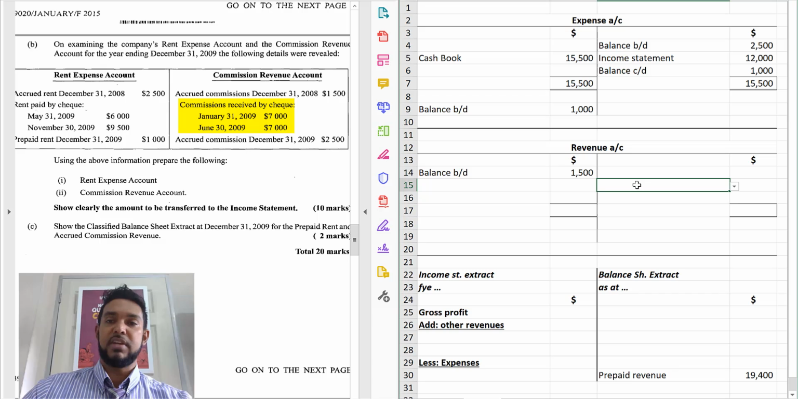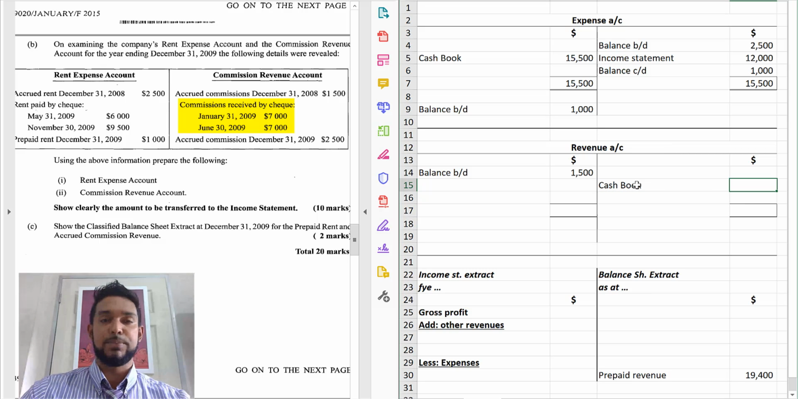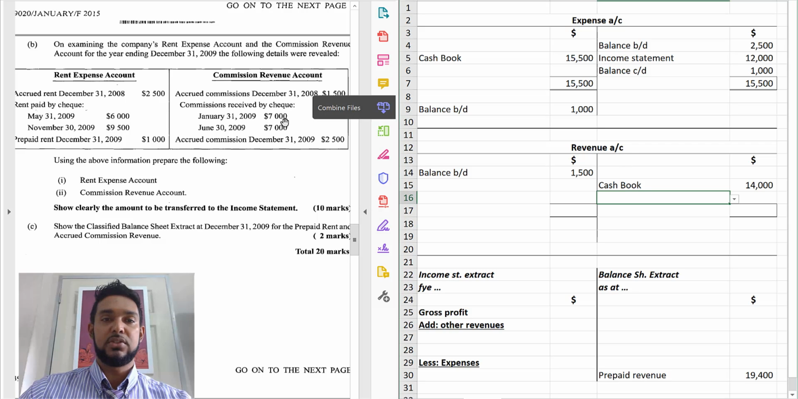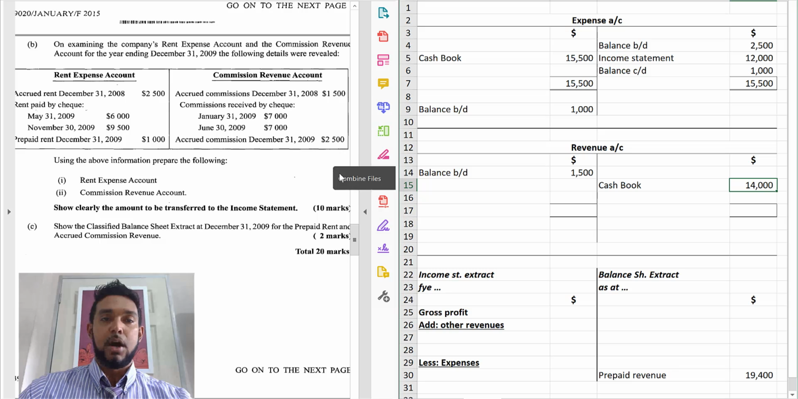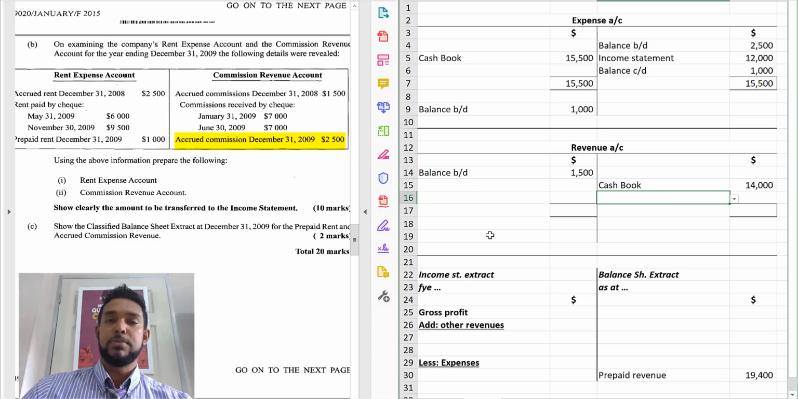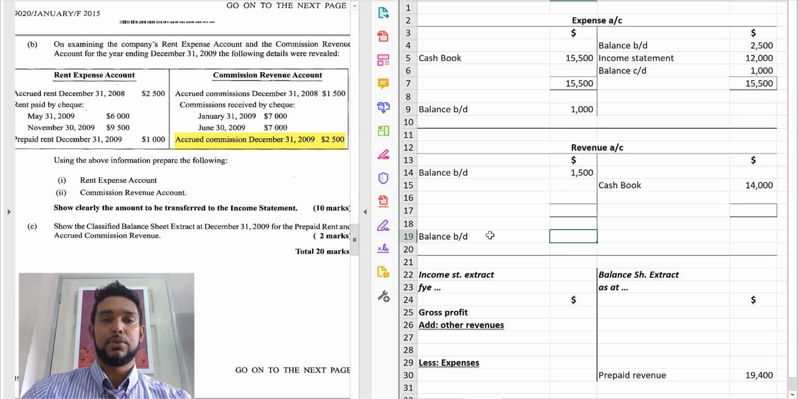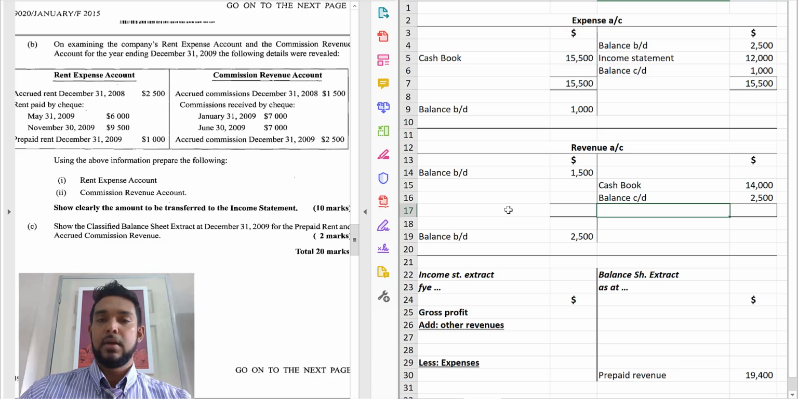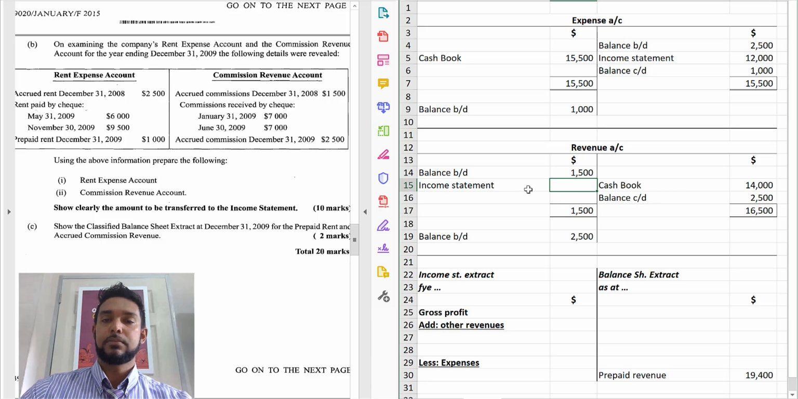Okay, so once we have any receipts, they go on the debit side of the cash book and the credit side of the other account, which in this case is revenue. We had 2 amounts of 7,000. 7,000 by 2 is 14,000. Accrued commission. Okay, so it remains accrued, which means it's going to be brought down on this side, which will be 2,500. To be brought down on the debit side means you first have to be carried down from the credit side. And if we total up, so therefore the income statement figure will be $15,000 in balance, right? There you go.